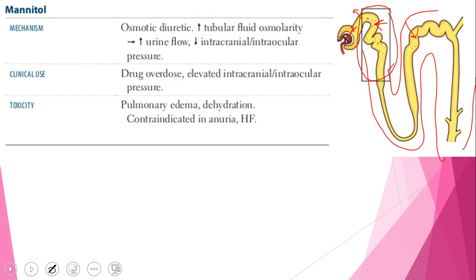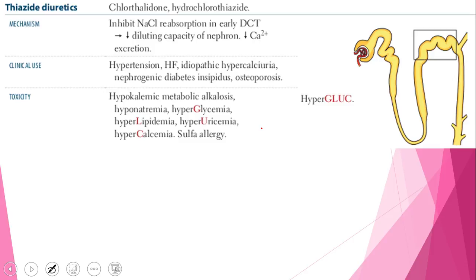Increased tubular fluid osmolality leads to an increase in urine flow, a decrease in intracranial and intraocular pressure. Remember, this was the one that can cause nausea and whatnot, if I'm remembering correctly. Clinical use is drug overdose, elevated intracranial and intraocular pressure. So apparently if somebody takes too many drugs, they can take this, and hopefully this will help them get rid of the drugs, I'm guessing. Toxicity can cause pulmonary edema, dehydration, and it's contraindicated in anuria. So if somebody's not able to pee, don't give them this because that'll be really bad. And also toxicity can cause heart failure.